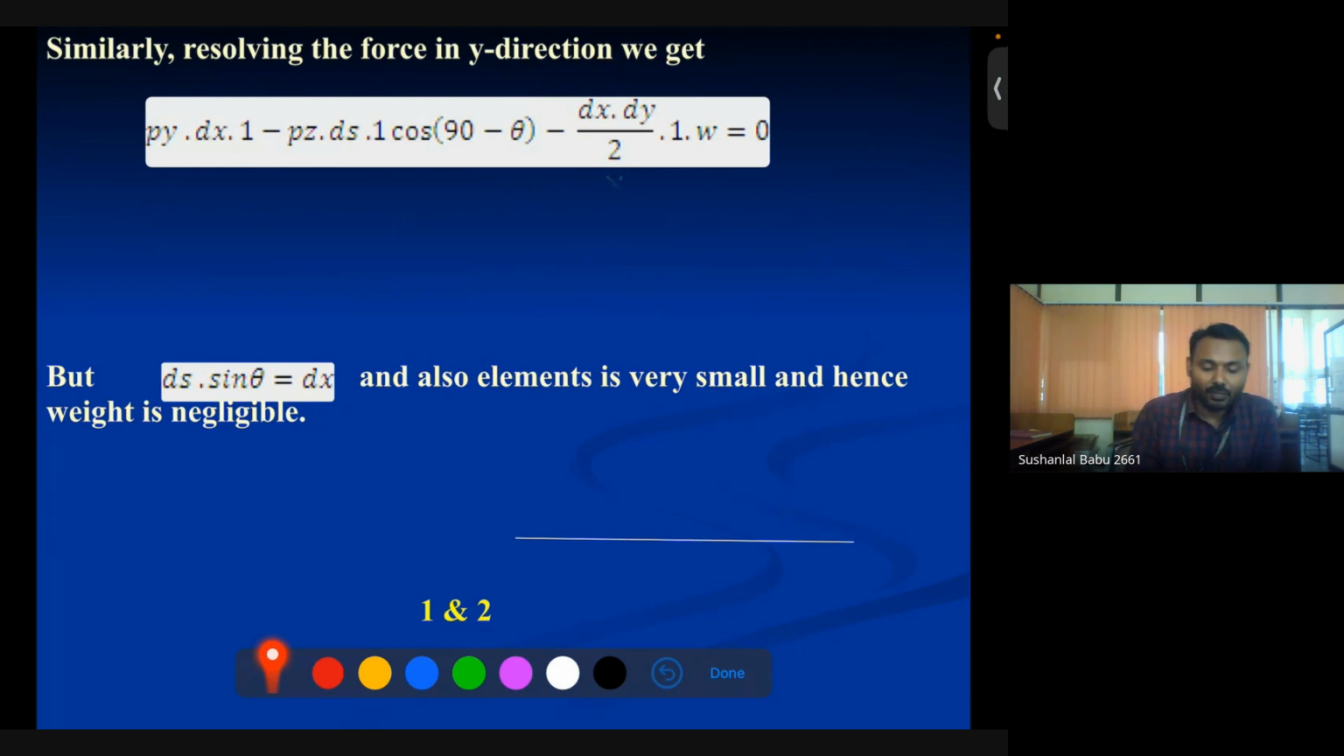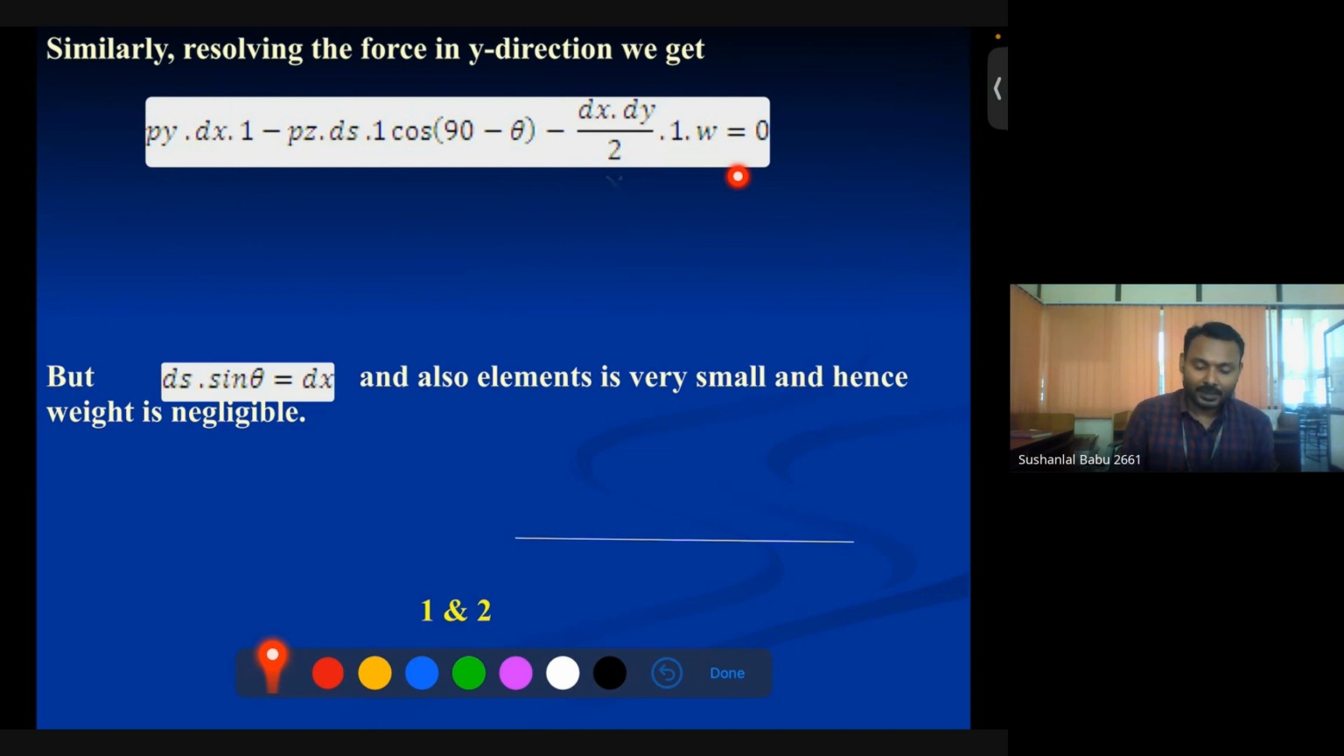Similarly, in the next slide we can write resolving forces in the y direction. We can write py into dx into 1 minus pz ds into 1 cos(90 minus theta) minus dx dy by 2 into 1 into w, the specific weight, equal to 0. Why do we have the additional term? Because apart from px and py, there will be a weight component acting downward, but at a later stage we will consider it negligible and move forward.